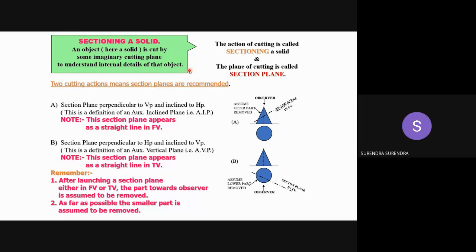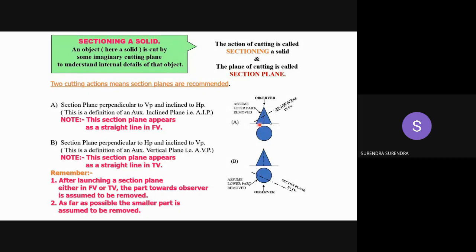So now let us move on to the next set of problems. That is when the section plane is inclined to one of the reference planes. So already we discussed when the section plane is perpendicular to HP, it looks as a line in the front view. In the top view, when the section plane is perpendicular to VP, it looks as a line in the front view.